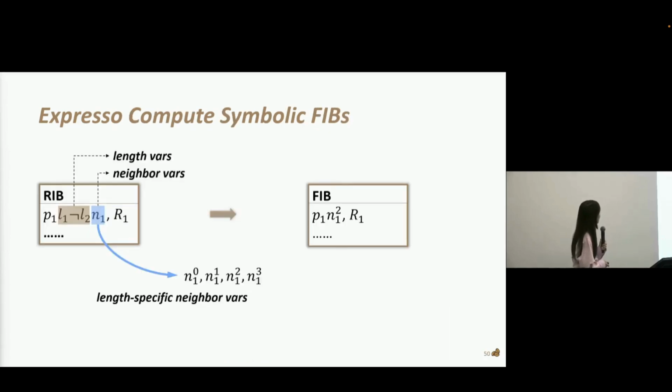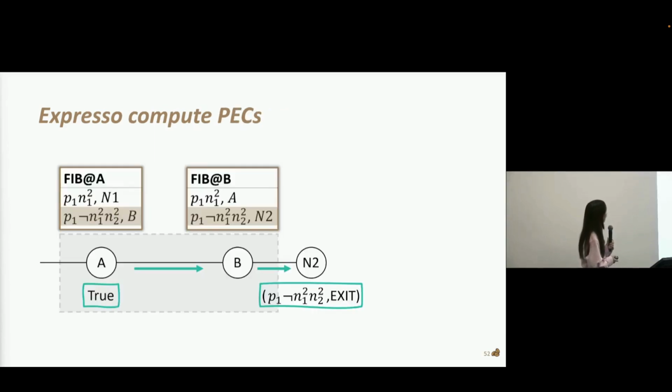Take this for example. This symbolic RIB has a symbolic route, and we convert it to a symbolic forwarding row. And N1 is converted into 4 new variables. However, as indicated by L1 neg L2, the prefix length is 2, and only N subscript 1 superscript 2 is needed, which means we don't need 4 variables for N1. We only need 1 variable for N1. And I will demonstrate the symbolic packet forwarding now.